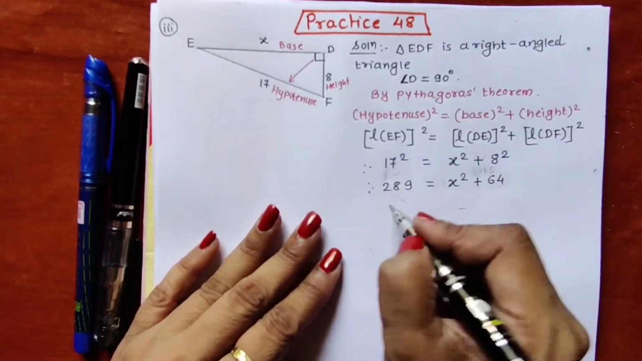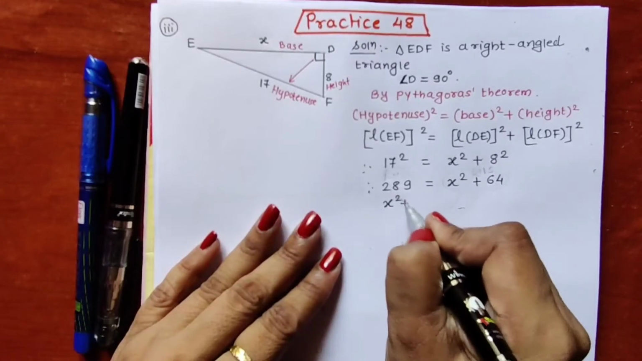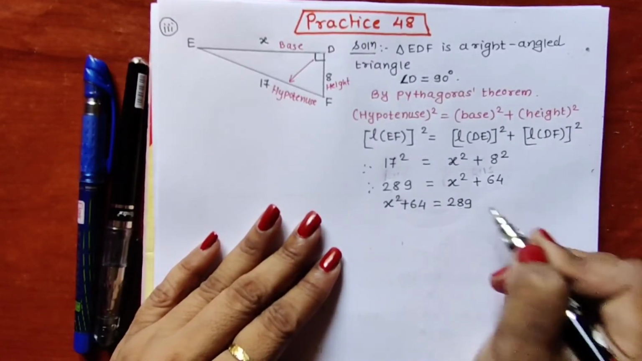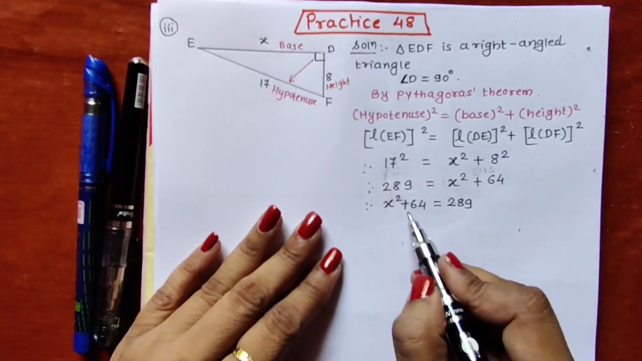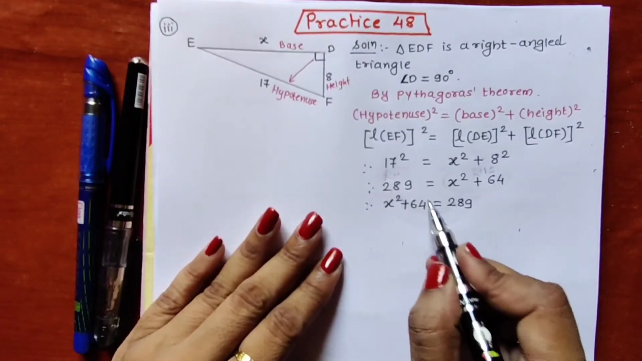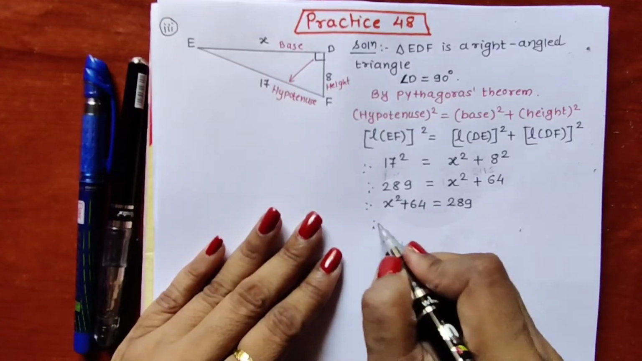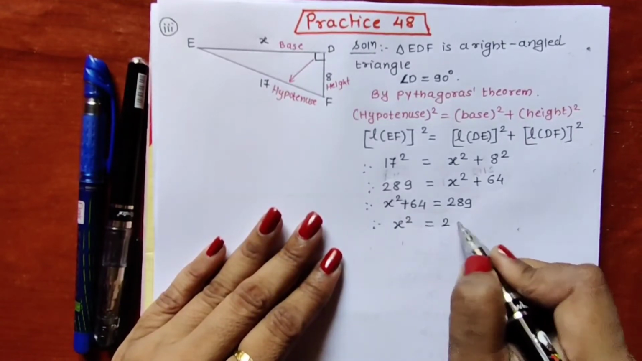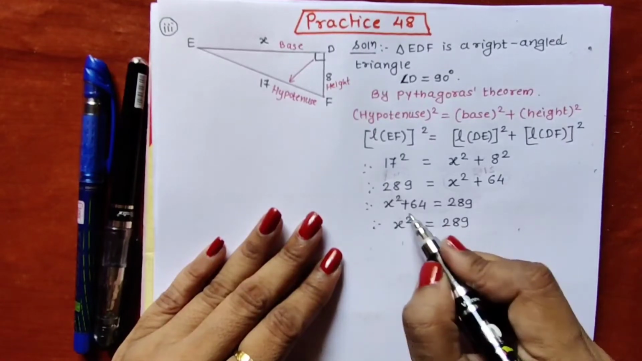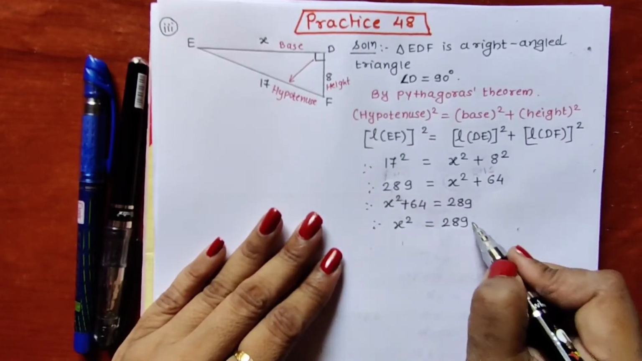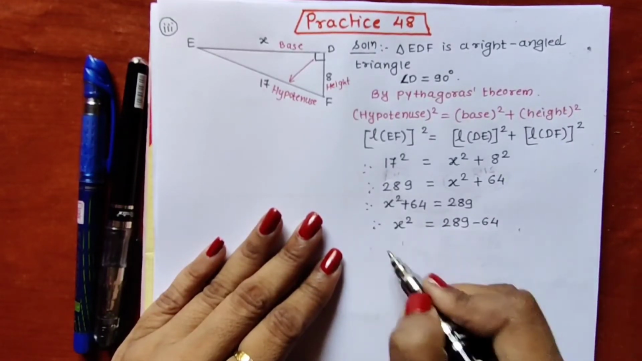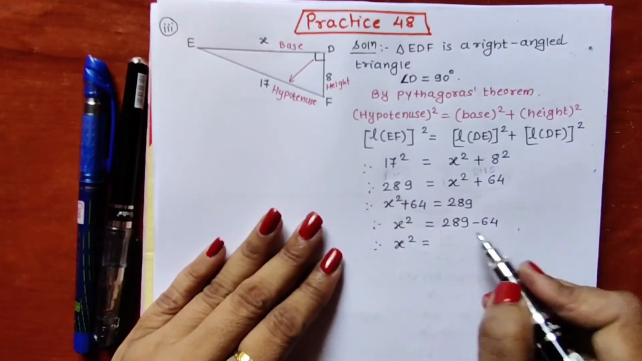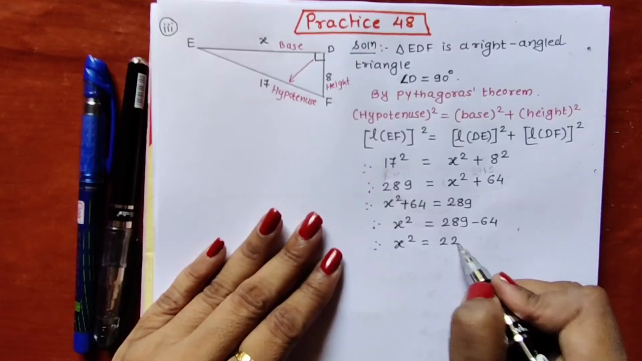So I write this full side, x square plus 64 is equal to 289. Now next step, I will be transferring only 64, only this 64 number. So x square as it is I write on left side, 289 as it is I write on right side. Only plus 64 I transfer, it becomes minus 64. x square is equal to 289 minus 64, we can do, it will be 225.